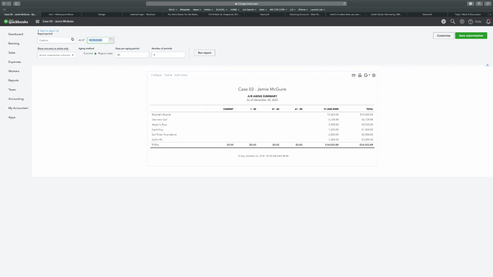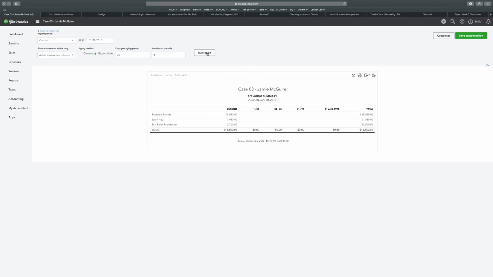Now, if I put 1/30/2018, how many of these are going to show current? All of them, because this is the first month of the first case. So the first month of first case, they're all within 30 days of one another, of being issued. So they're all going to show up as current.